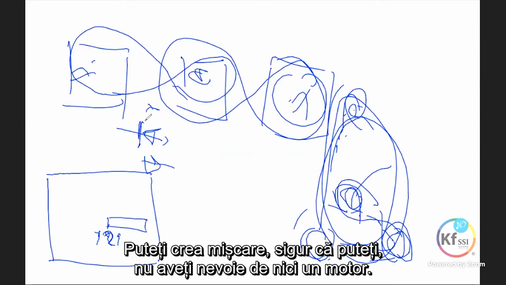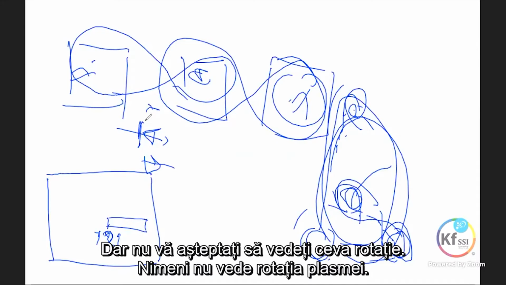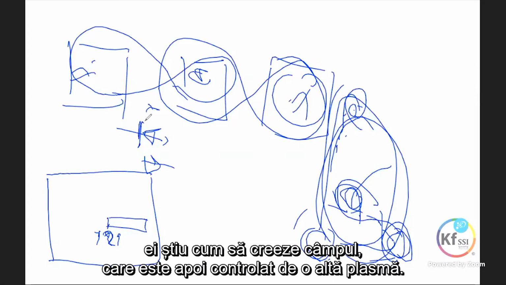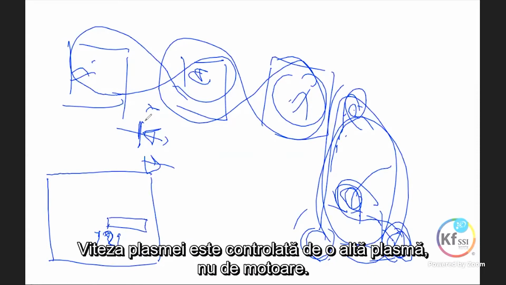You can create motion, of course you can. You don't need any motors. But you don't expect to sit and watch. Nobody sits and watches plasma rotation. If the plasma is rotating in your spaceship, because it's there, they know it creates the field, and it's controlled by another plasma. The speed of the plasma is controlled by another plasma, not by a motor.